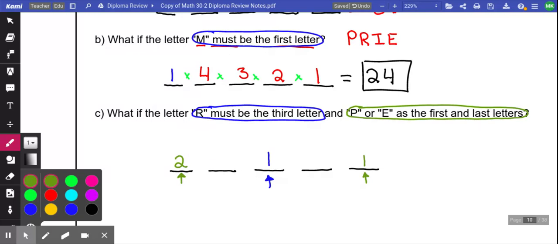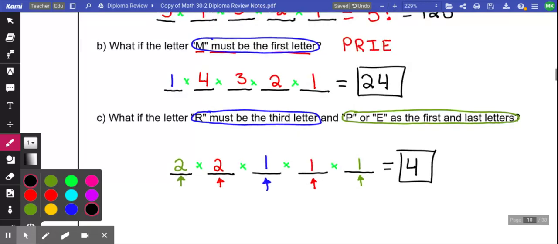You then have these 2 remaining spots. The only letters that could go in those remaining spots are M and I. So in that first blank spot, I have two options. I could pick either of the two remaining letters. And in this spot, there's only one choice. It's whatever's left over. These numbers, again, remember, in the fundamental counting principle, are all being multiplied together. So 2 times 2 times 1 times 1 times 1 equals 4. There's 4 ways in which you could sort it so that R is the third letter and P or E are the first and last letters.